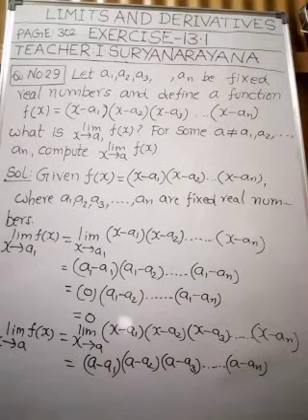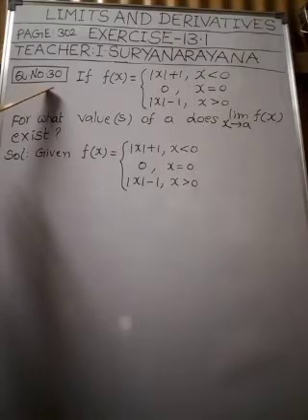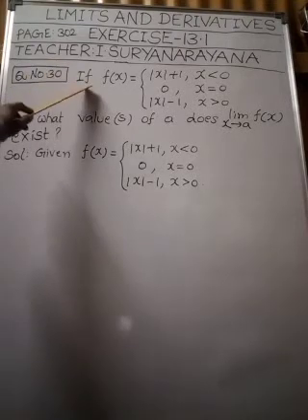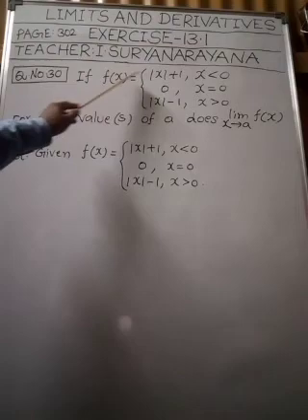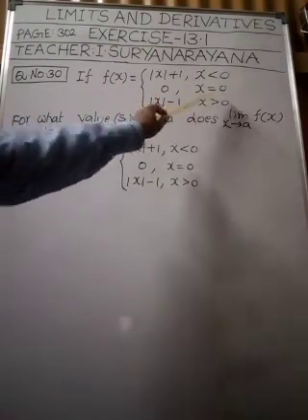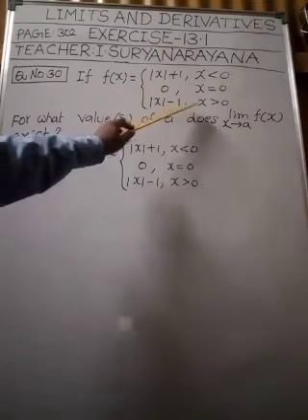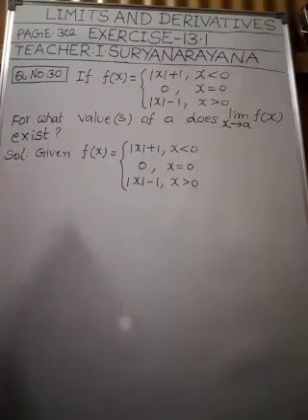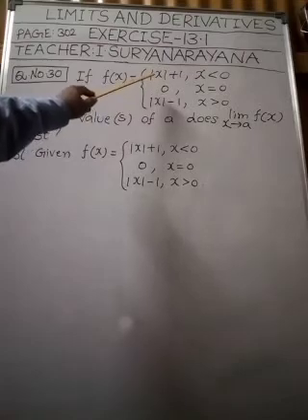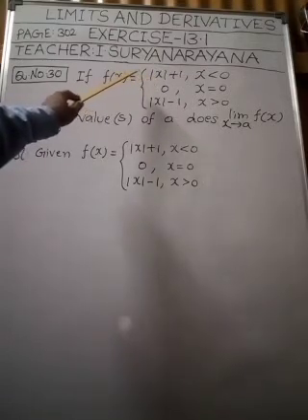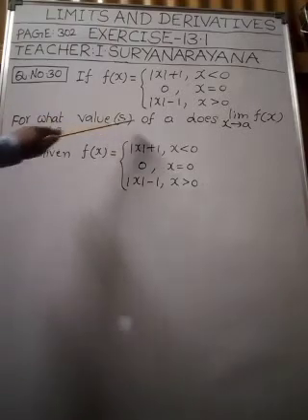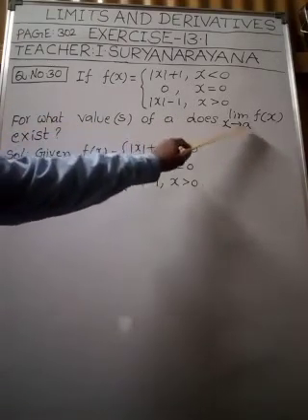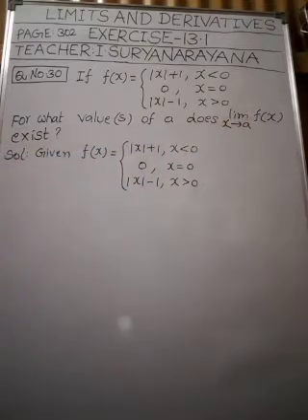Understood, my children? Right. Now come to the question number 30. Okay, my children, question number 30. If f of x is equal to mod x plus 1 when x is less than 0, f of x is equal to 0 when x is equal to 0, f of x is equal to mod x minus 1 when x is greater than 0. Understood this function, my children? What is this function called? Yes, a piecewise defined function. Remember that mathematical terminology, my children. Right. For what value or values of a does the limit of f of x as x approaches a exist? Okay, my children.